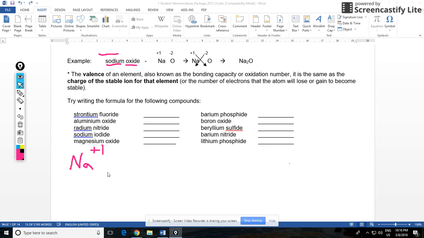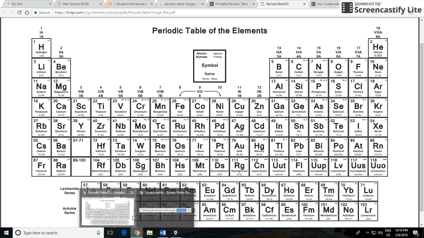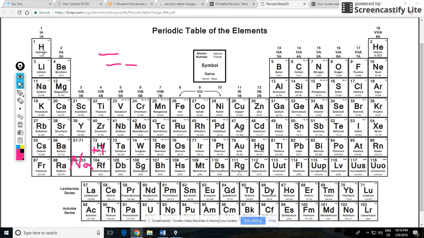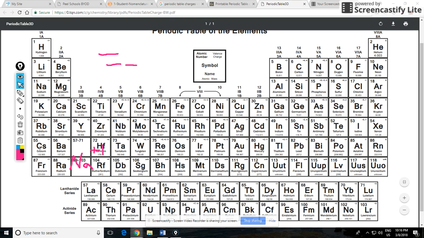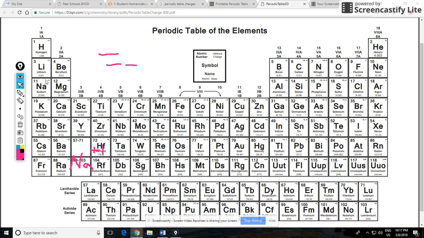How do I know it's Na plus 1? Well, I go to my periodic table and I look at what group my element's in. Sodium is in group 1. It has 1 valence electron. So it would rather lose that valence electron than gain 7 to get up to 8. It's easier to lose than to gain. And you can see over here the charge written down is plus 1.